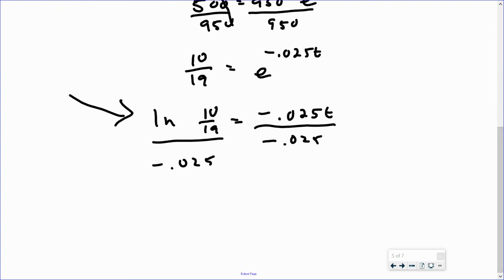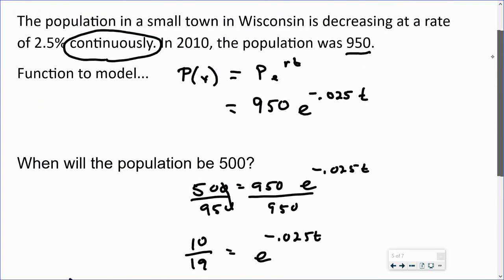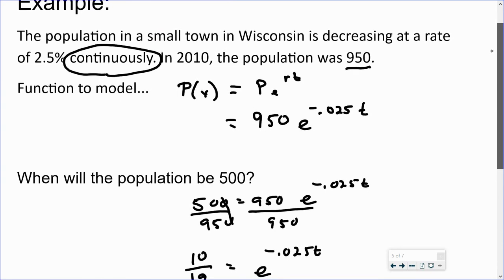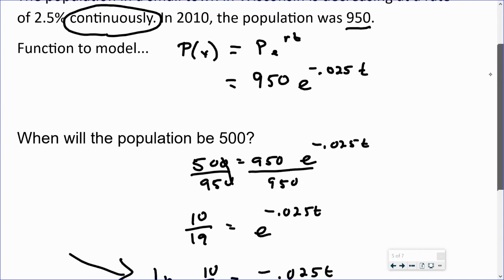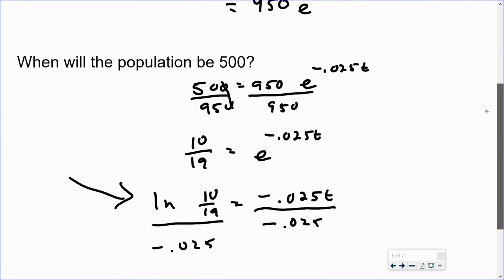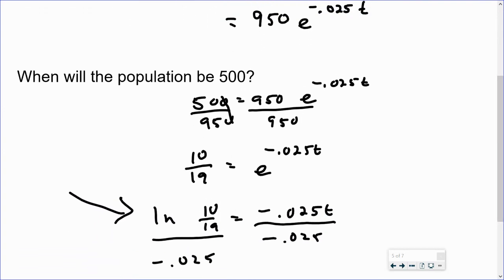So now I'm going to go to my calculator, natural log of 10 divided by 19 divided by negative 0.025. I end up with 25 years. Now today in class, they thought that this answer should have been 32 years. So I'm trying to figure out what I did incorrectly that got me a different answer than what they did.